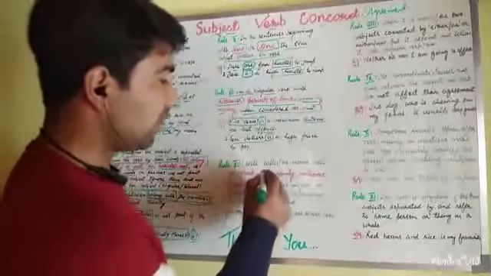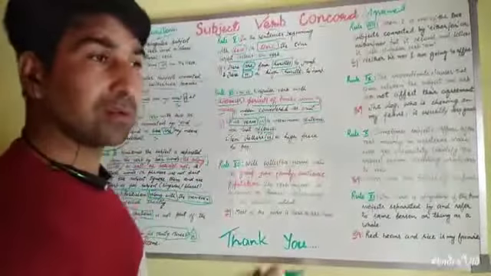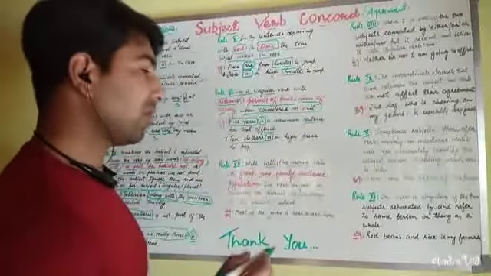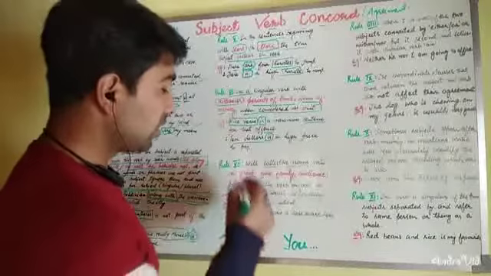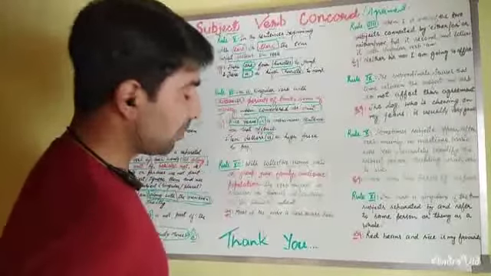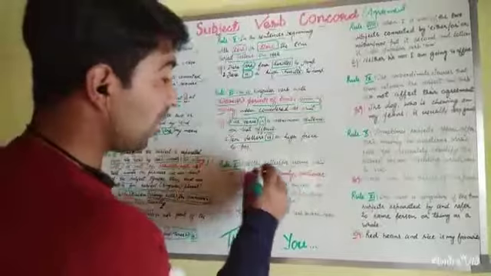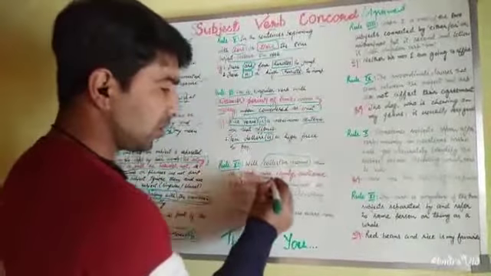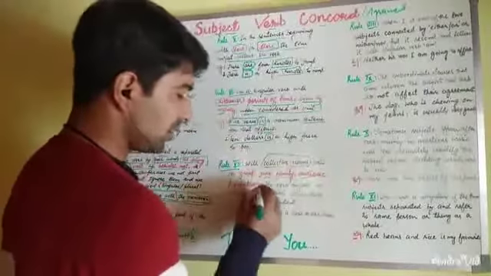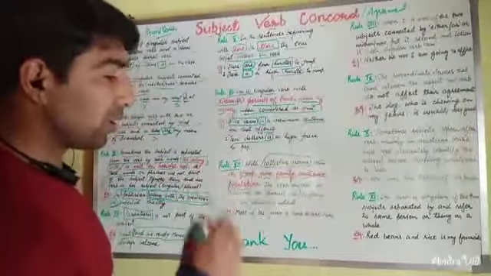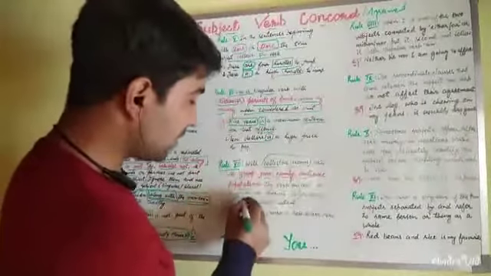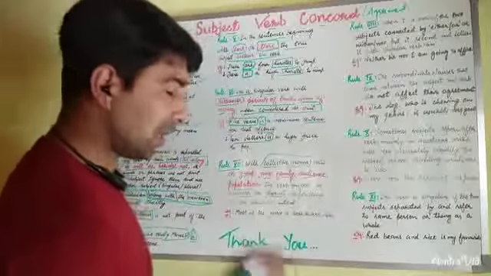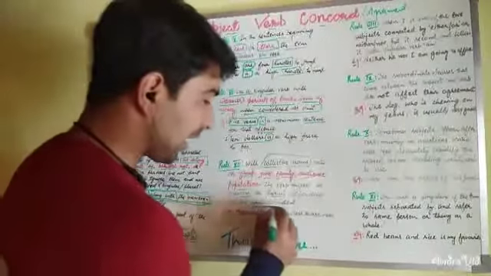Number 7, with collective nouns. As I have described collective nouns earlier in parts of speech, rule number 7 states that if you have a collective noun in your sentence, such as a group or a jury or a family or audience and population as a subject, then the verb might be singular or plural. It depends on the intent of the writer.